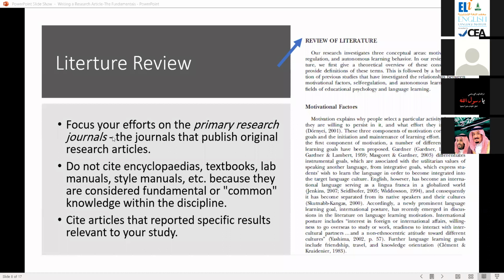The point about the journals, the first point in the slide. And this slide? Okay.